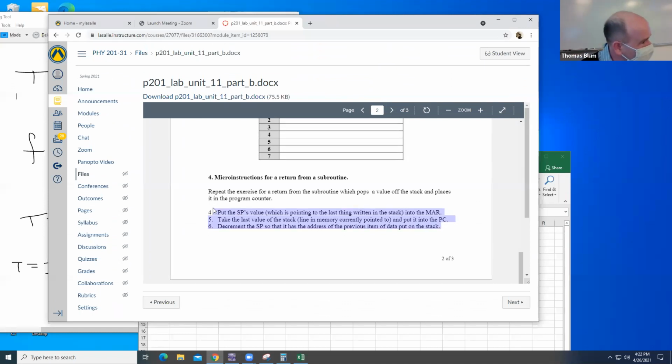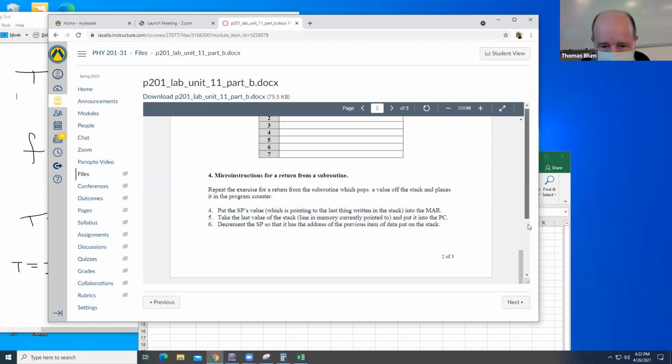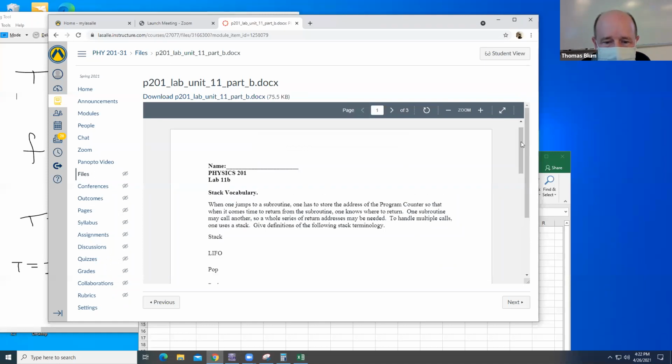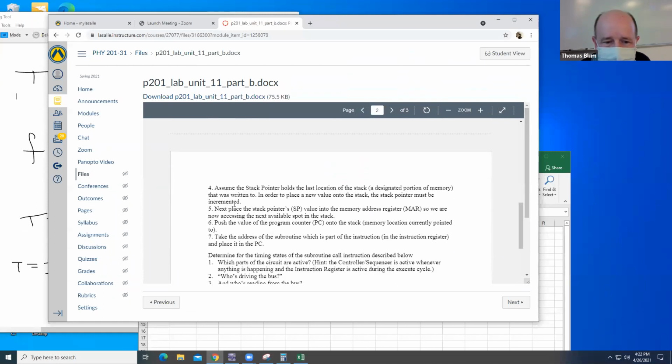You'll find what I did on the slideshow. Sorry, no, in the Zoom, I did it for you. I wrote out exactly what I wanted for steps for loading the accumulator A. The first 3 steps are the fetch, and those are always the same. So you're always going to get the first 3 steps right. And then here I'm telling you what I want you to do for steps 4, 5, 6, 7.